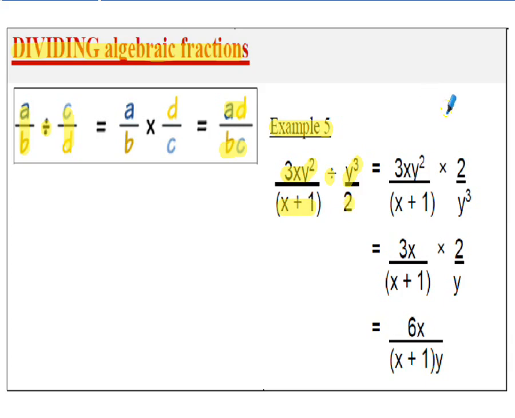So applying the approach on the previous slide, we keep the first fraction, so we've got 3xy squared divided by x plus 1. We flip the second one, so that now becomes 2 upon y cubed, and we change the sign, we're multiplying. Again, we look to cancel down where possible, and we can cancel the y squared on the top with the y cubed on the bottom to leave us with y to the power of 1. So simplifying, that becomes 3x over x plus 1 multiplied by 2 over y. So now multiplying the numerators together, we get 6x, and multiplying the denominators together, we get x plus 1 in brackets multiplied by y.